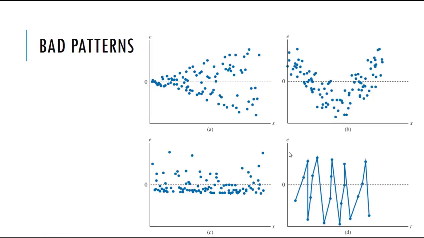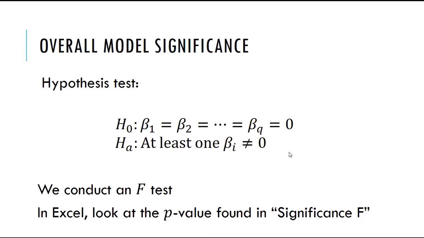So let's say that we feel like the assumptions are going to be met. We'll test them in a little bit. We want to have a hypothesis test for overall model significance. We saw this before when we looked at the significance F in the Excel output in the alumni giving example. The null hypothesis is that beta 1 equals beta 2, all the way up to beta k, equals 0. The alternative hypothesis is that at least one is not equal to 0.